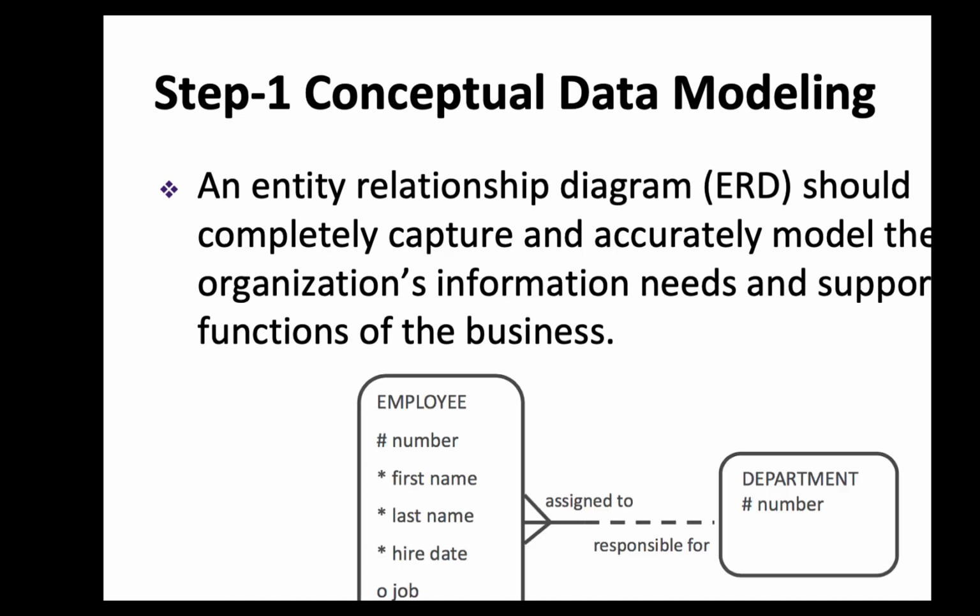So this is an ERD, in which we have employee and department. In this case, we only have two entities, employee and department. And then we talked about attributes. If there is a star in front of first name, last name, and hire date, what does it mean? If we are putting a star in front of an attribute name.